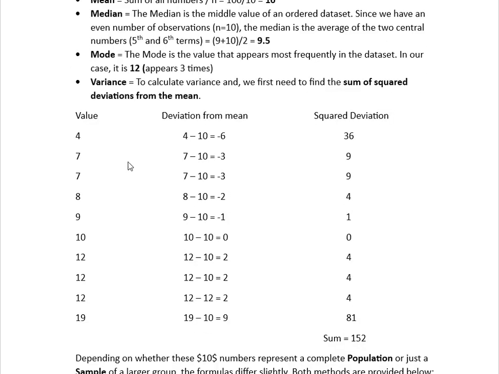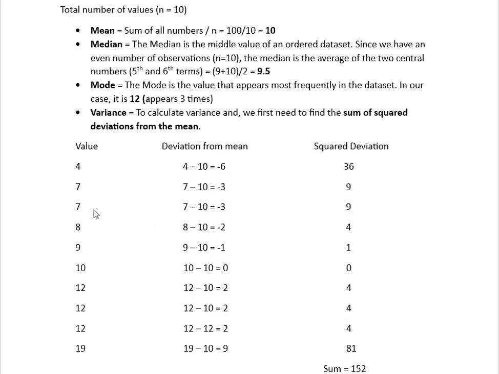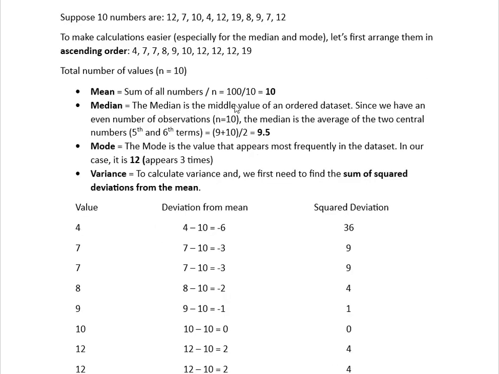To find the variance, let's calculate variance. We first need to find the sum of squared deviations from the mean. So the values here are 10 numbers, the numbers which I arranged in ascending order, I wrote down here. And the deviation from mean, in our case the mean is 10, so this number is deviated from the mean by -6. Whatever the numbers I have, I'm just subtracting the mean value from all the numbers.